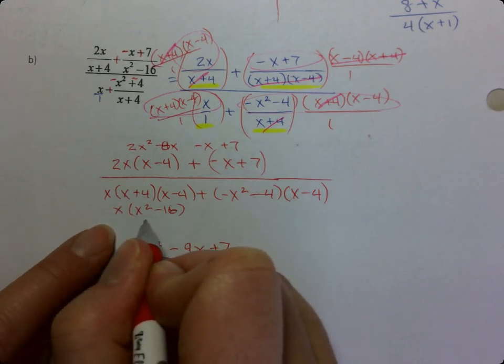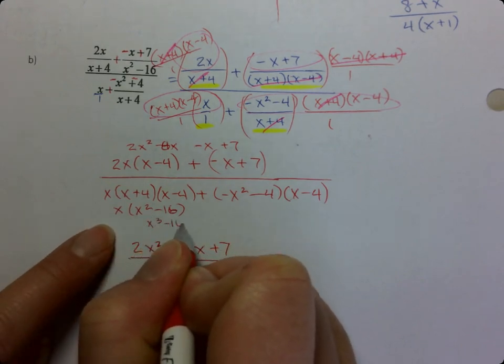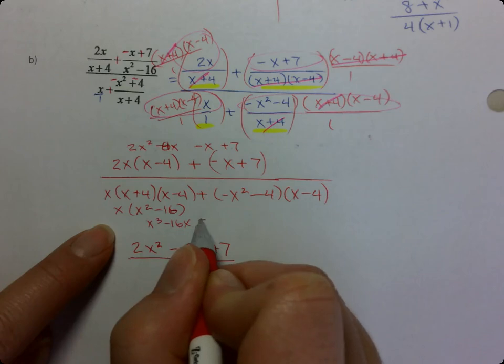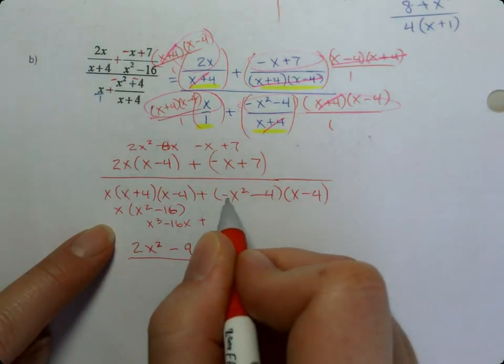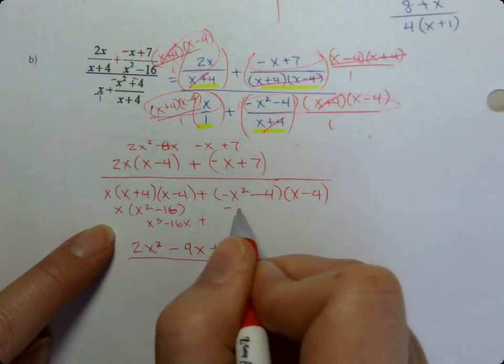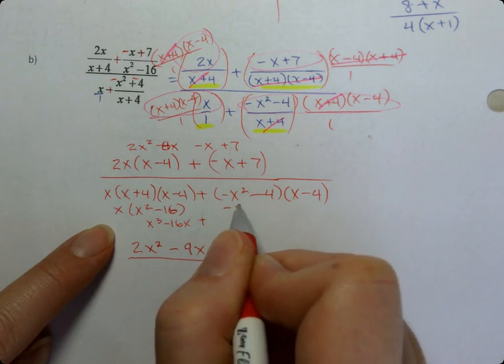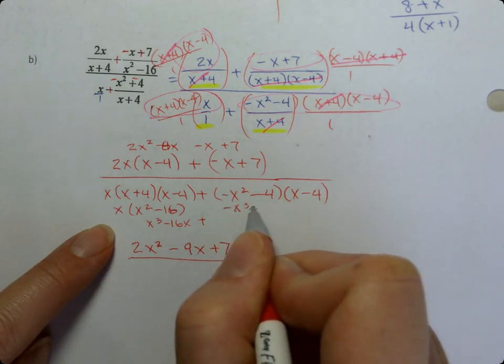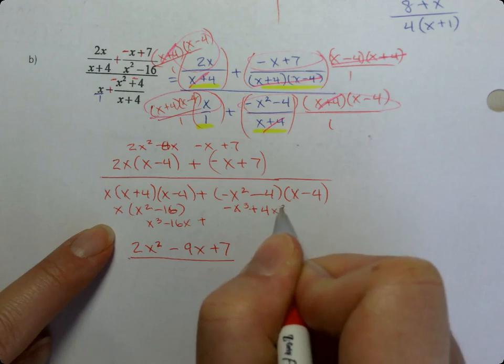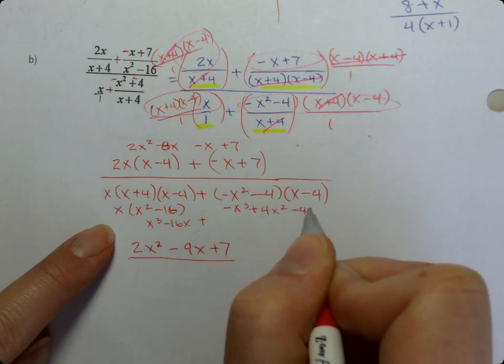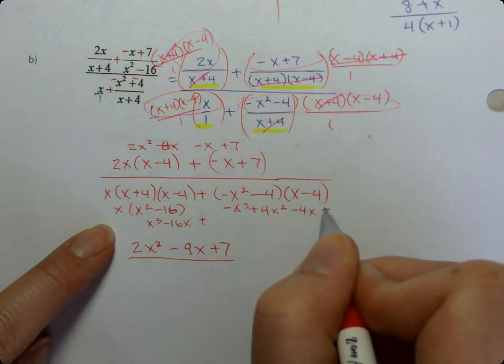And then I'm going to distribute the x and get x to the third minus 16x. Okay, plus I'm going to have to FOIL this. If I FOIL this, I will get negative x to the third. I will get a positive 4x squared. I will get a negative 4x, and negative times negative is a positive 16.